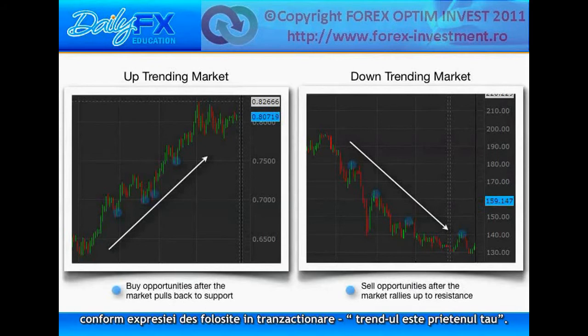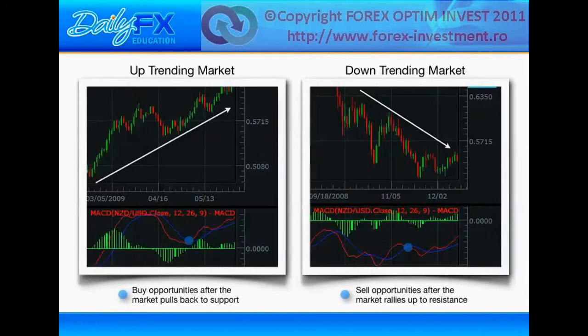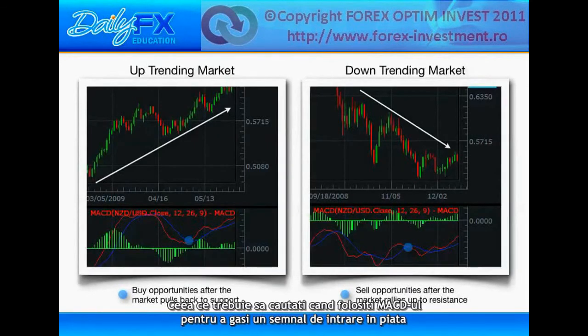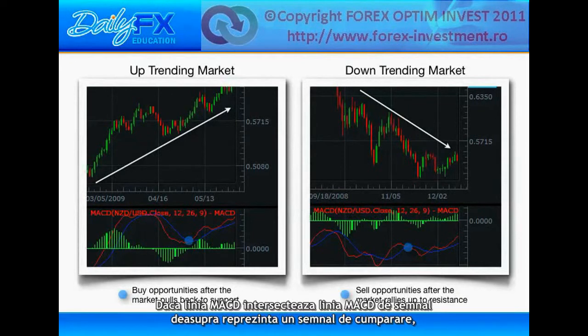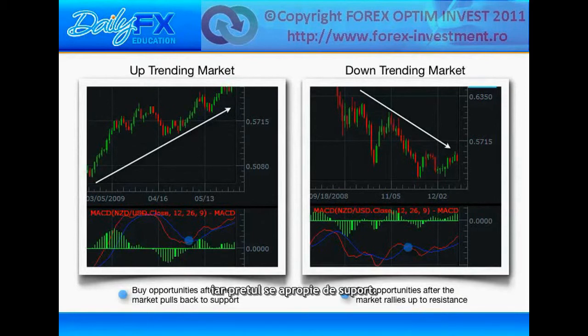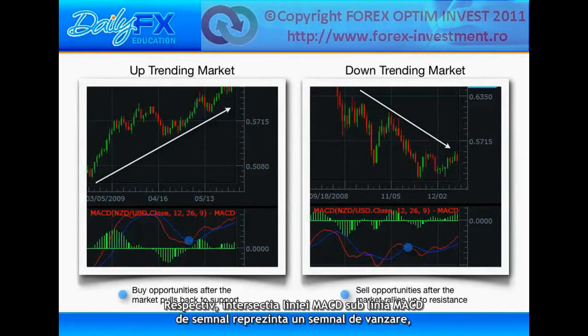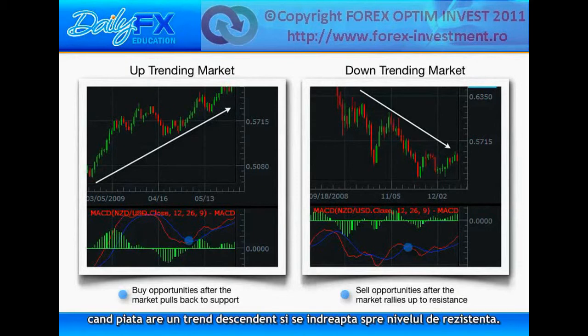There is a very common saying in trading, the trend is your friend. Newer traders often don't follow this guideline, which can immediately put them at a disadvantage. The key to look for in using MACD to signal an entry is a crossover of the MACD line and the MACD signal line. A crossover of the MACD line up above the MACD signal line represents a buy signal, but remember, you only want to note this situation as a possible entry when the market is in an uptrend and has pulled back down to support. Additionally, a crossover of the MACD line down below the MACD signal line represents a sell entry when the market is in a downtrend and has rallied up to resistance.